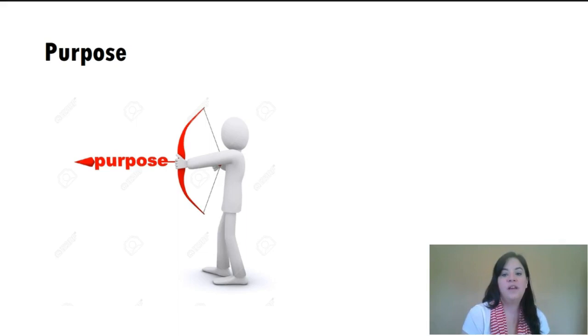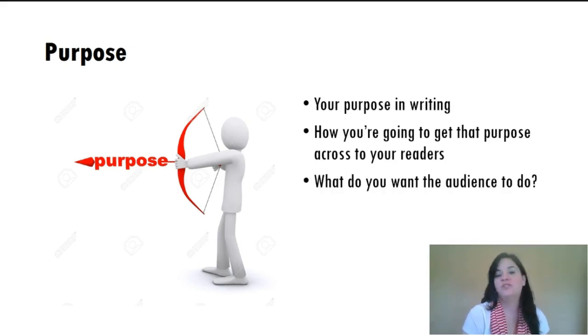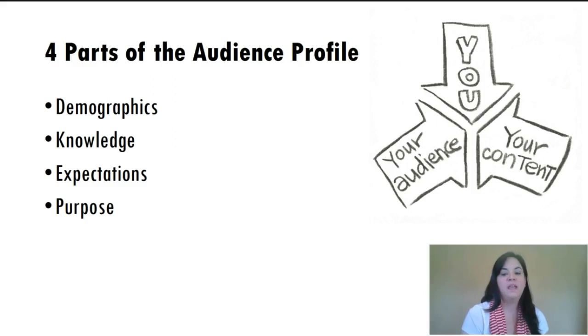The last part of the audience profile is purpose. This includes your purpose in writing, what you are trying to accomplish, and how you're going to get your purpose across to your reader. You also need to consider what you want the reader to do with the information that you're giving them. The 4 parts of the audience profile are demographics, knowledge, expectations, and purpose.